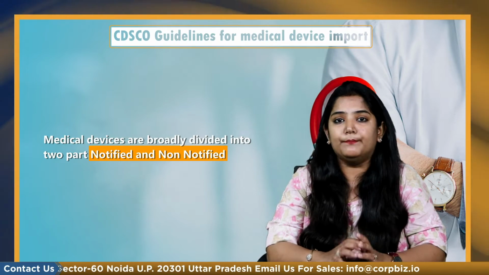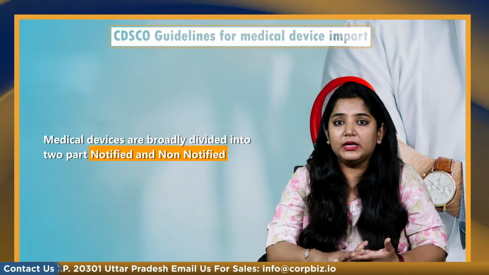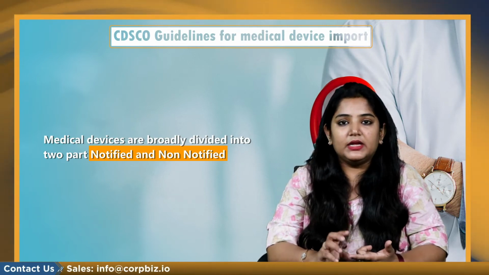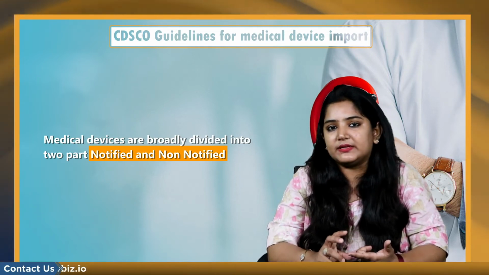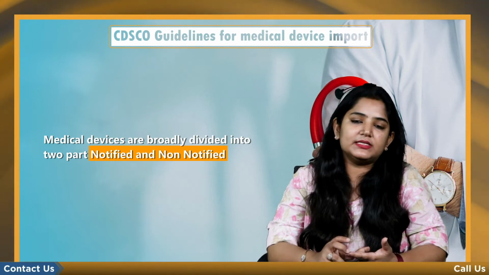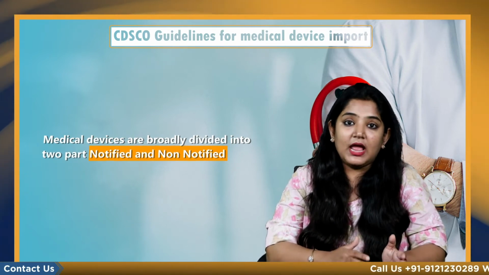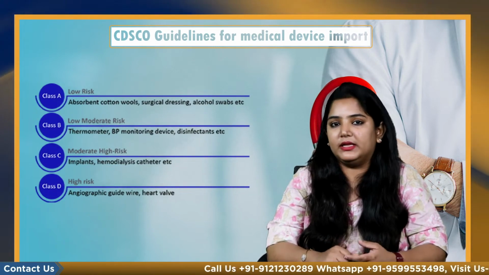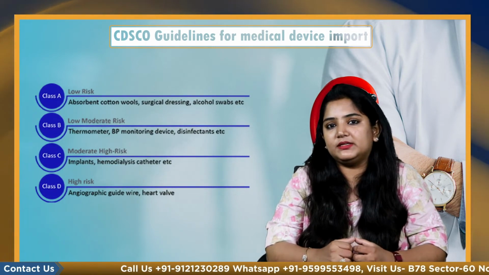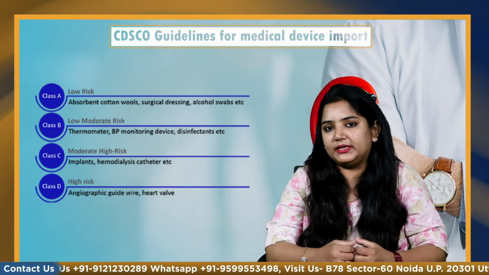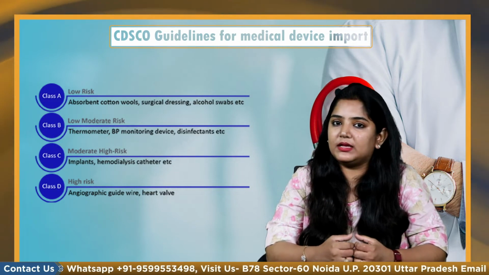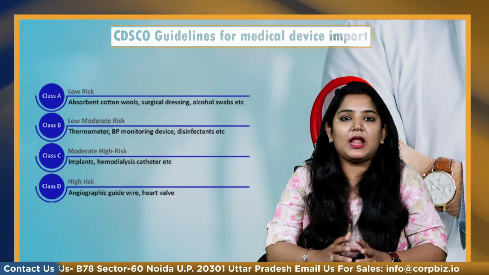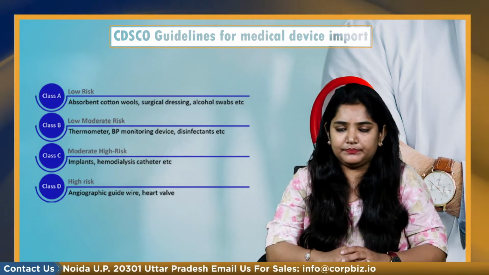Medical devices are broadly divided into two parts: notified and non-notified medical devices. The CDSCO also classifies medical devices as per the risk parameter and intended use, that is Class A, B, C and D. Class A medical devices are low risk, Class B is medium risk, Class C is medium to high risk, and Class D is high risk.